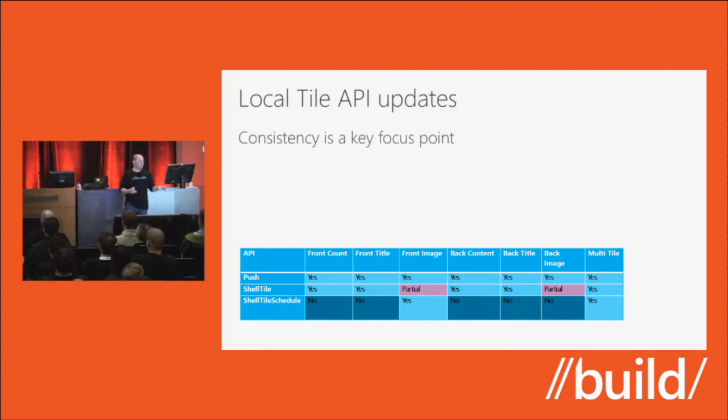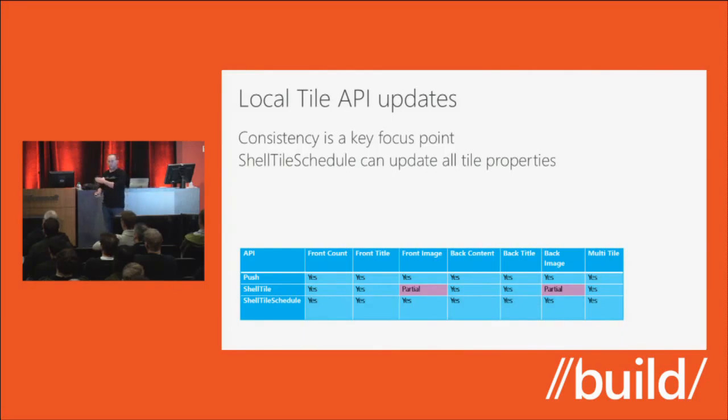Shell Tile Schedule was nice because you can poll for an image every hour, every day, whatever your interval that you want to set is. But it couldn't do anything other than the image. Basically, it could only do the front image, which is not very, very useful. It should have been able to do the front image, the back image, all the things that were available on the tile. So where did we land?